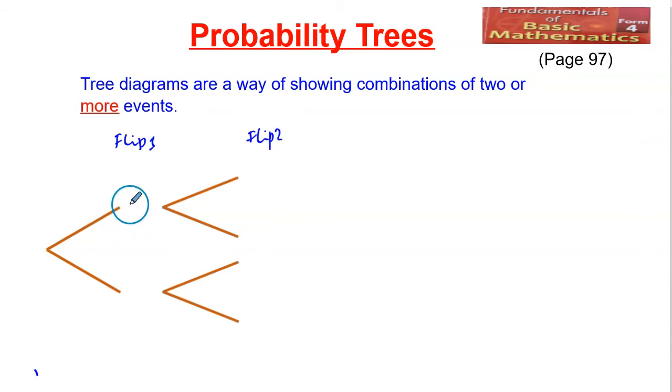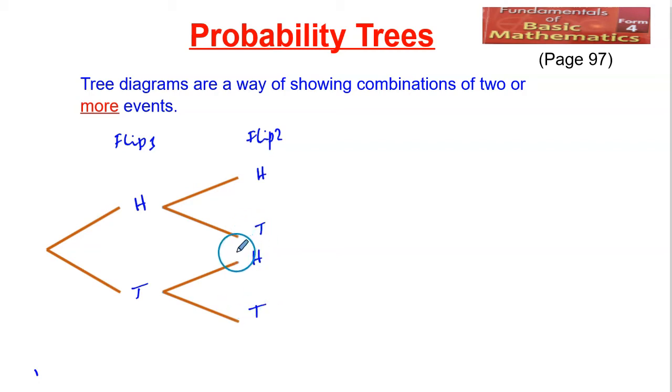So when I flip the first time a coin, what could I get? Well, it could land on the head or the tail. And if I got the head the first time, what could I get the second time? Well, I could get the head or tail. Similarly, if I got a tail the first time, the second time, I could get the head or tail.